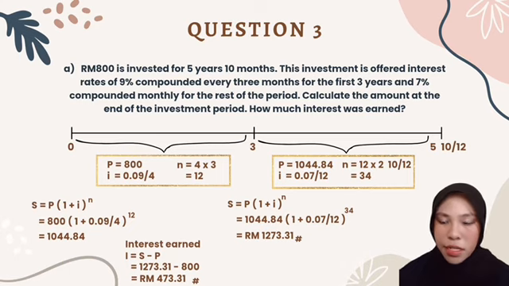Next, we need to find the interest earned. So I equal to S minus P. So 1,273 ringgit 31 cents minus 800 is equal to 473 ringgit 31 cents.